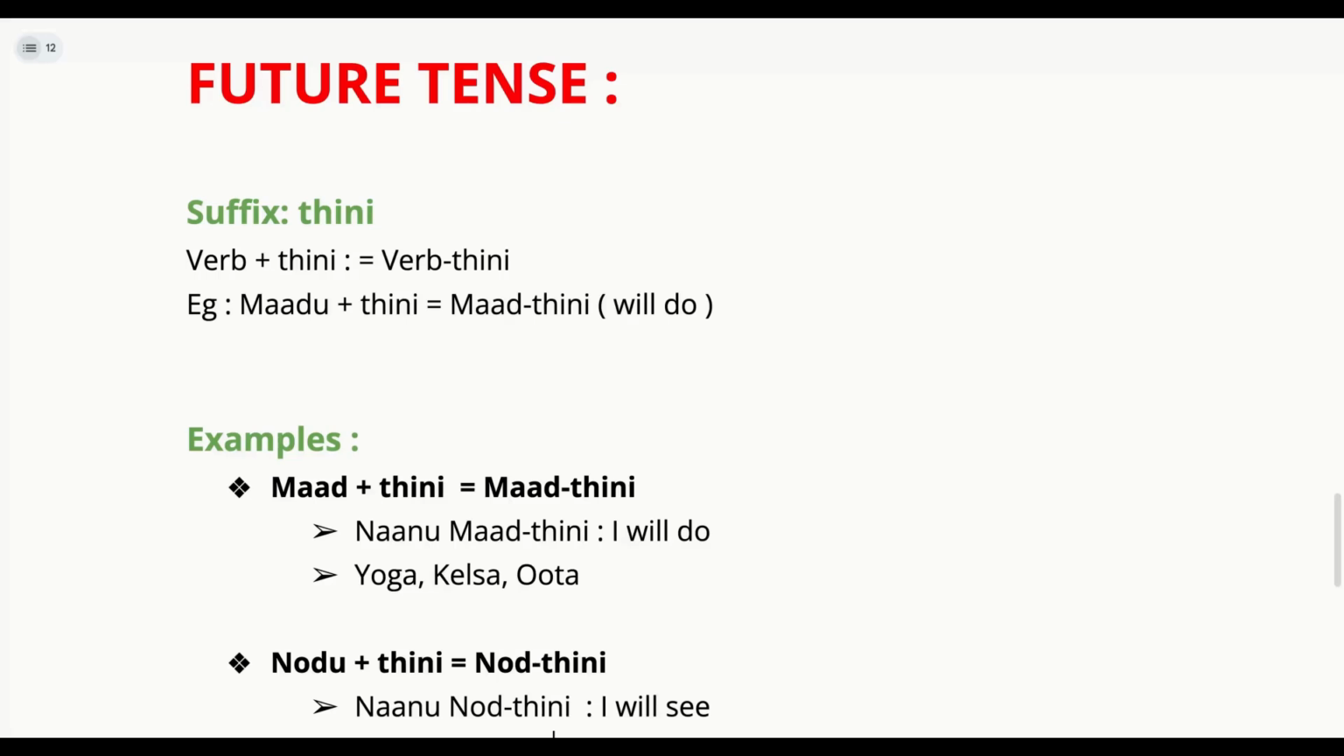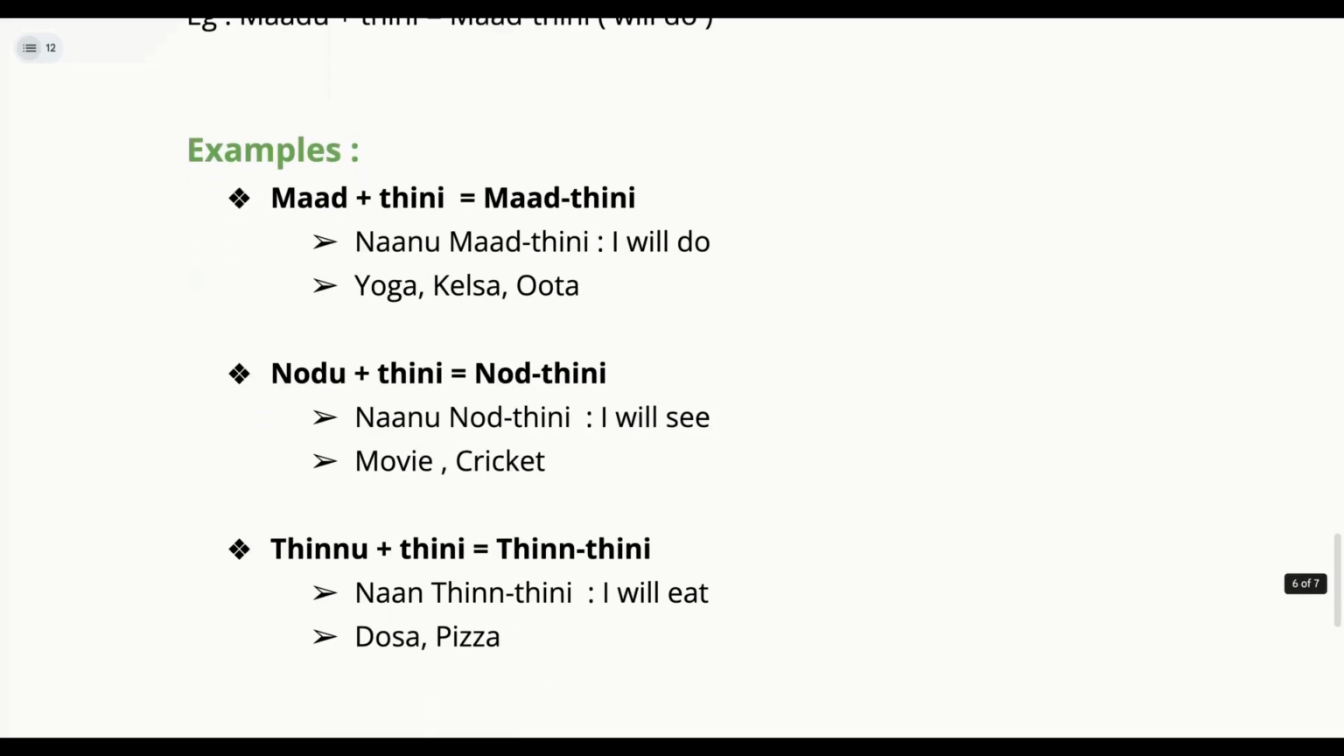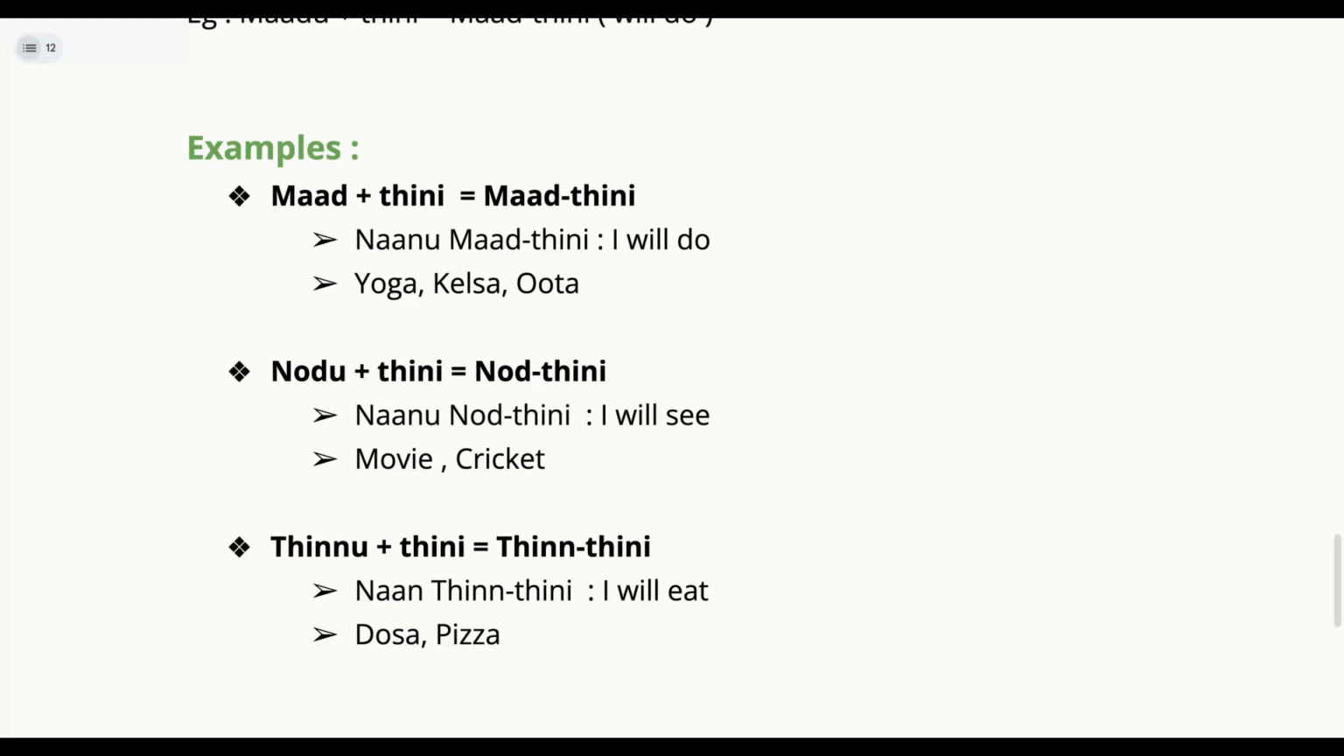Now the future tense. For future tense, the suffix is tini. Verb plus the suffix tini, it becomes verb tini. For example, madu plus tini, it becomes madatini, will do. Now let's look at some sentence examples. Madatini, will do. Nanu madatini, I will do. Nanu yoga madatini, I will do yoga. Nanu kelsa madatini, I will do work. Nanu uta madatini, I will have food.